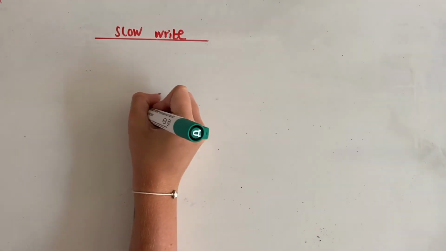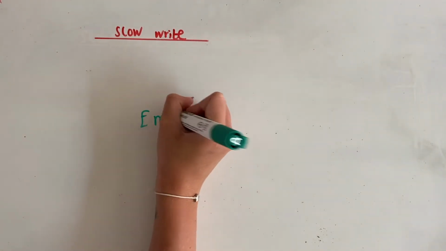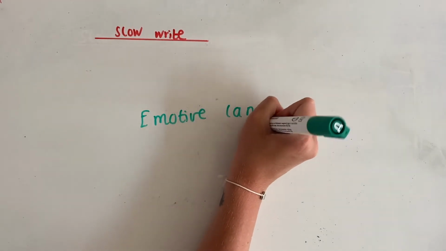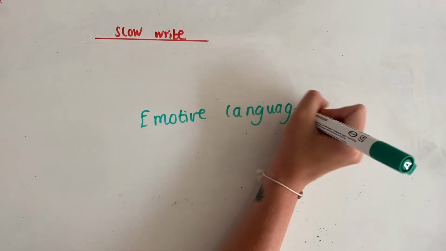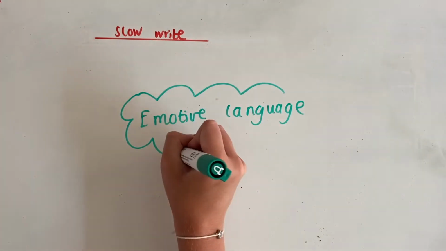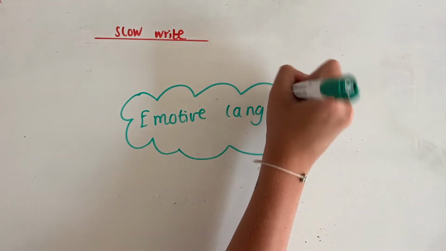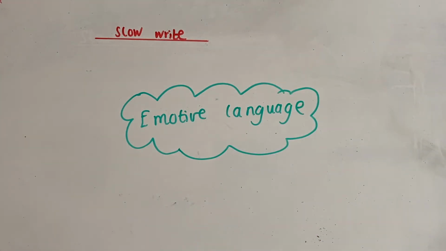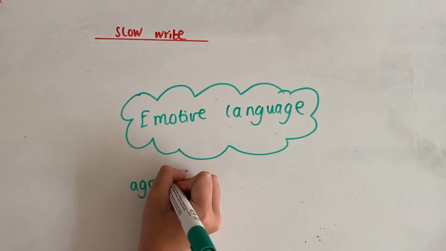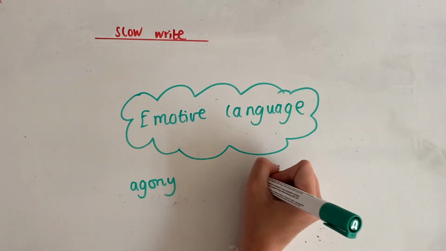Now we're moving on to our third sentence, and here we're going to use emotive language. Now, emotive language is really a choice of words that make the reader and the audience feel different emotions. For example, you could make them feel happy or scared or even sad by the words that you use in your writing. Let's take a look at some examples.